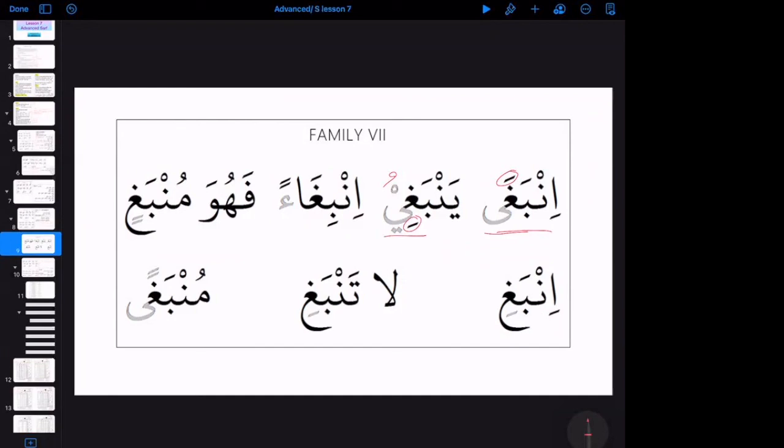And then imbaga'an, this is the pattern of masdar, right? Actually, it is imbigayun or yan, so it is changing into hamza. Fahuwa mumbagin. So same, we dropped it and we give two kasras, right? And then imbagi, we drop the weak letter, la tambagi, and mumbagan.